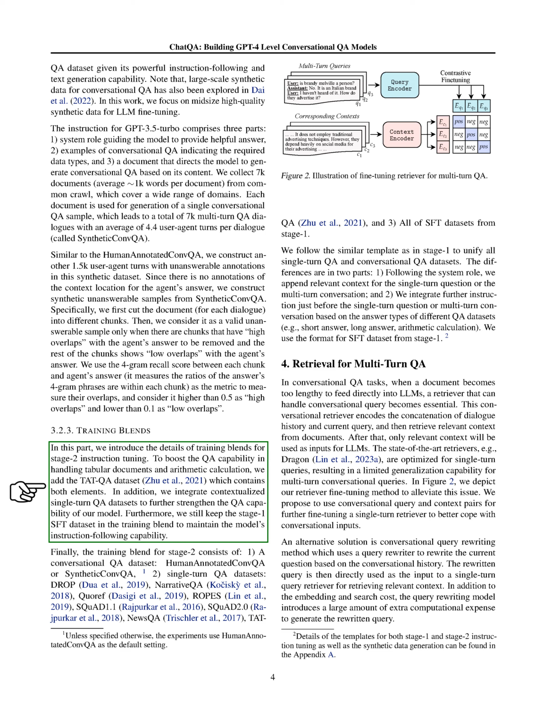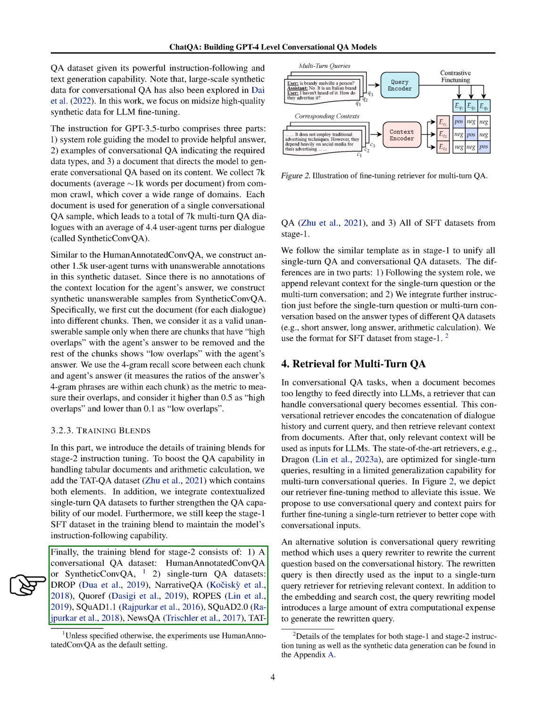Next, we'll talk about how we train our model. To improve its ability to handle tables and arithmetic calculations, we add the ChatQA dataset. We also include single-turn QA datasets to further enhance the model's QA capabilities. We keep the Stage 1 SFT dataset in the training blend to maintain the model's ability to follow instructions.